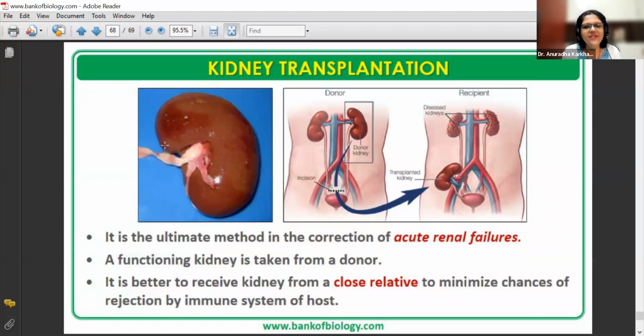Great, Sanika, very good. So that's about your kidney transplantation.